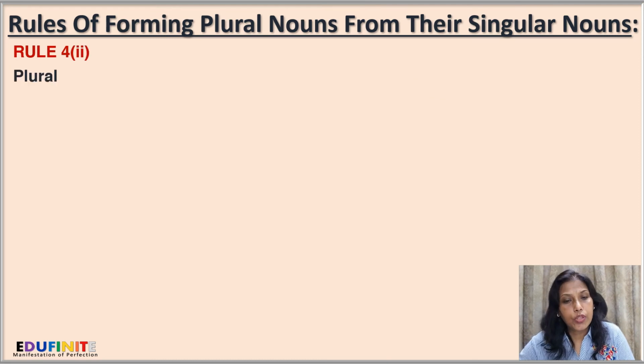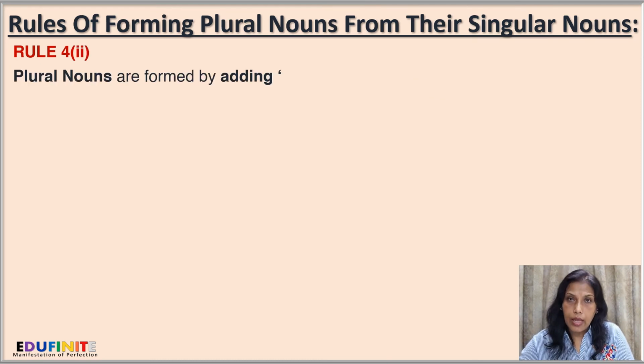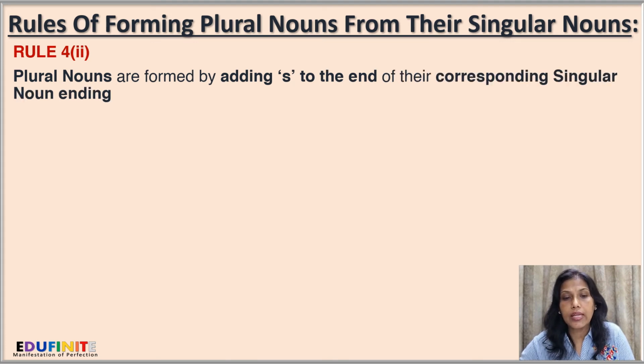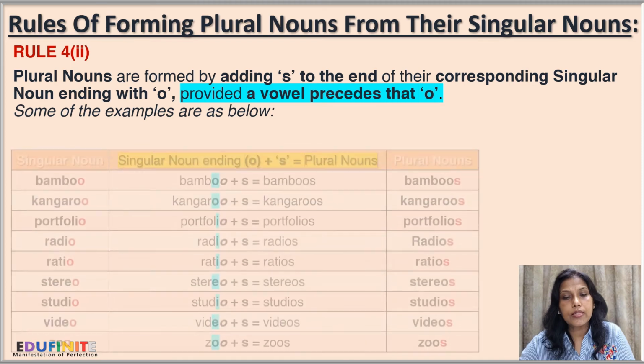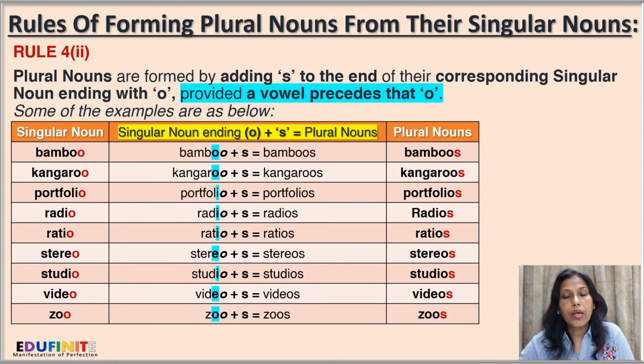Now, rule 4.2. Plural nouns are formed by adding S to the end of their corresponding singular nouns ending with O, provided a vowel precedes that O. Some of the examples are as below. Now here, bamboo. In bamboo, it ends with O and the ending O is preceded by a vowel O. So we just add an S to it and it becomes a plural noun, bamboos.